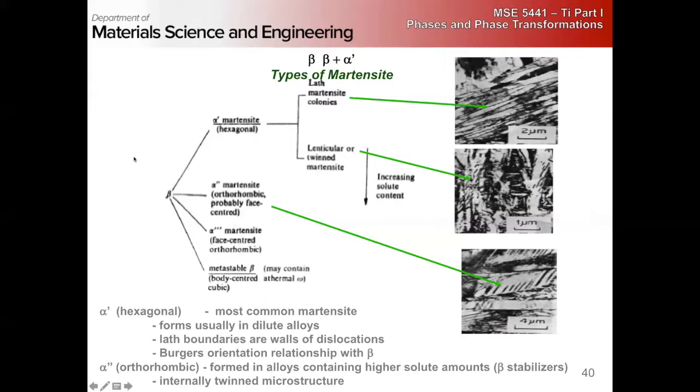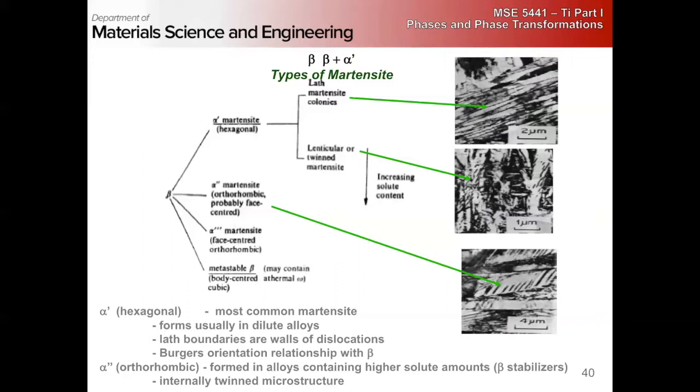The first one is this alpha prime martensitic phase, which is also hexagonal, and depending on composition, with increased solute content, you can either get lath martensite or slipped martensite, same as in steel, or you can get this lenticular or twin martensite. Exactly the same analogy as increasing carbon content in the formation of steel martensite.